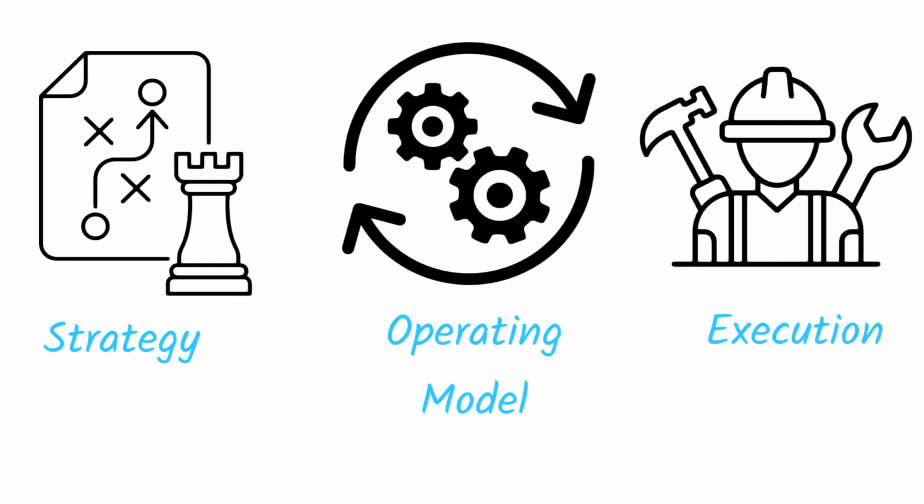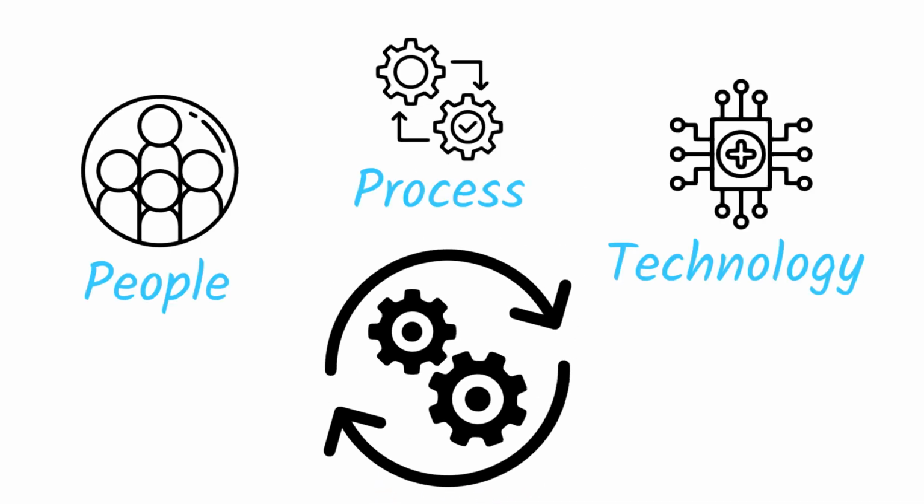In its simplest terms, the operating model describes the choices of how people, process, and technology will be used to deliver the organization's goals and aspirations. The anatomy of an operating model is made up of 5 components.